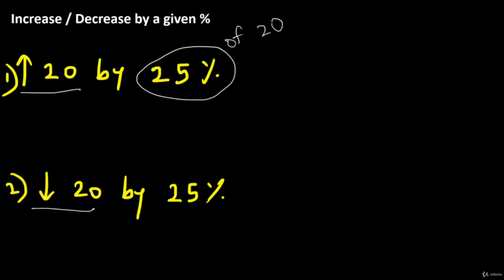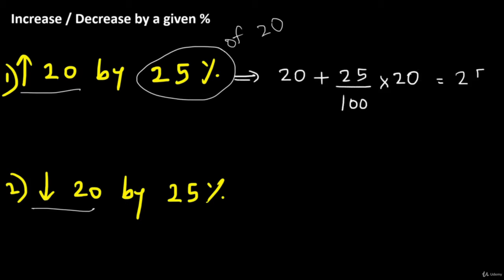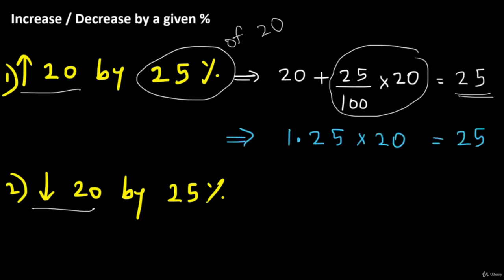And that would be 20 plus 25 by 100 into 20, right? Because this part over here is 25 percentage of 20. And this simplifies to 5. So that's 20 plus 5, which is equal to 25. Now you can see that you could get this also by doing 1.25 into 20. That's also 25. So how do you get this 1.25?